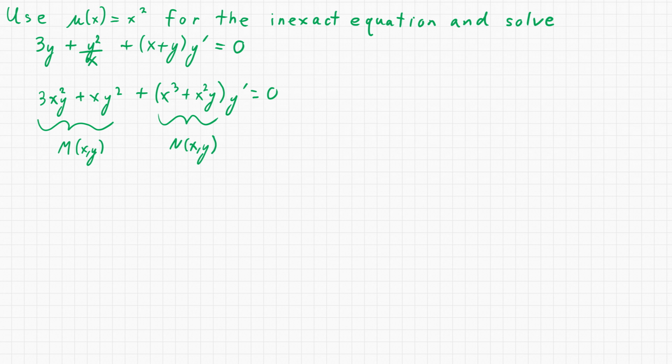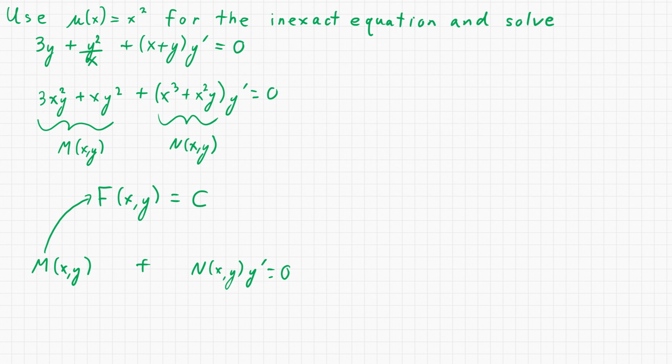Right, and so now we want to do our thing where we want to find f of x comma y equals c. All right, we have M of x comma y plus N of x comma y y prime equals 0. And right, so the way we go backwards is we're going to do M to f with an integral with respect to x, and N to f as an integral with respect to y.